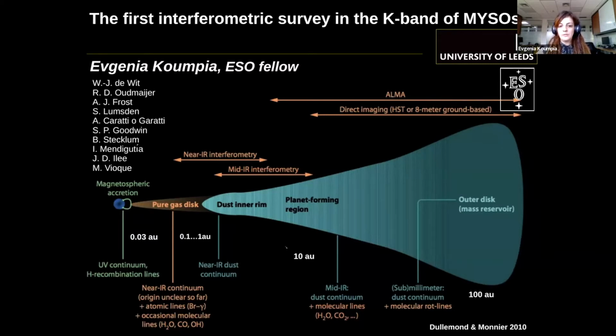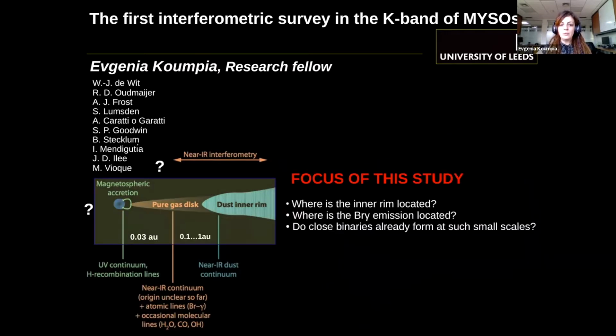And we're talking about this region at the AU, sub-AU scales, which are perfectly traced with the near-infrared dust continuum, but also with important diagnostic lines such as hydrogen recombination lines, the Brackett gamma emission, or the CO bandhead emission. So for the purpose of this study, we want to focus on this exact region where the accretion takes place, and we want to answer three very fundamental questions.